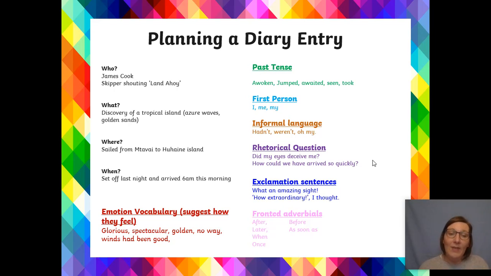So let's then have a look at the emotional vocabulary, the past tense, first person, informal language, rhetorical questions, exclamation sentences, and fronted adverbials. Whew, got that all out then. Okay, so for emotional vocabulary, remember what we've just talked about there is that they are discovering a tropical island. So how are they going to be feeling? They're going to be feeling blown away, amazed. It's a glorious sight, a spectacular sight. There is no wind and it's been really good. The sea has been calm.